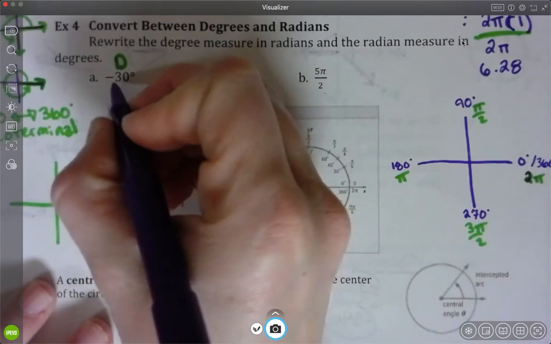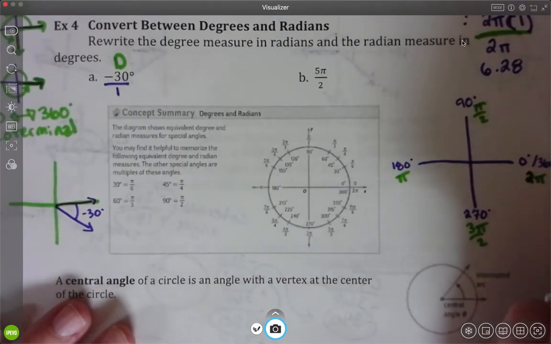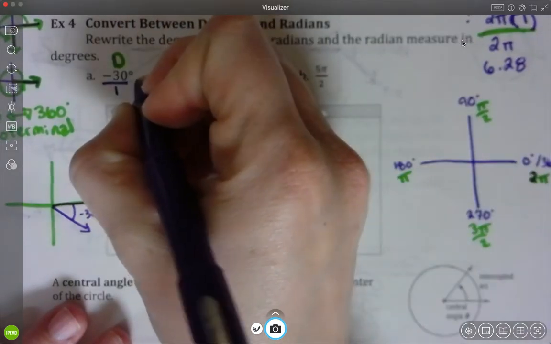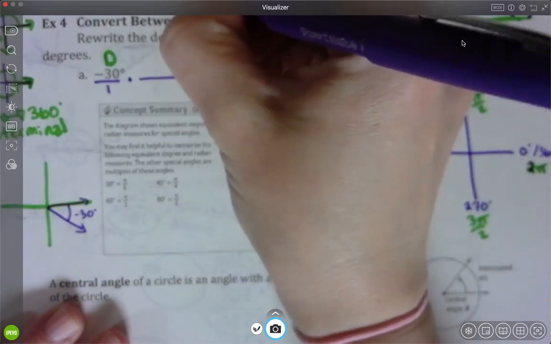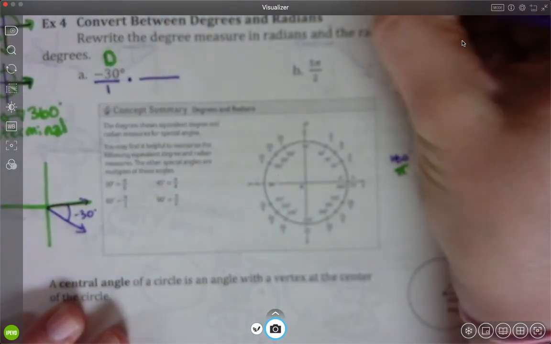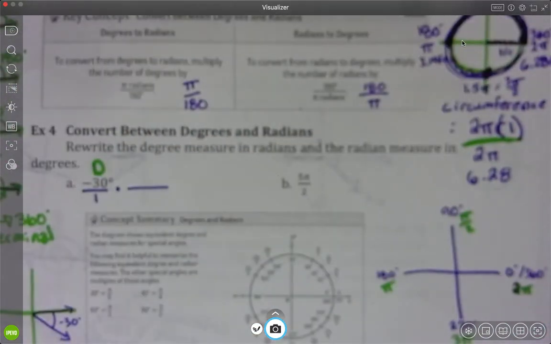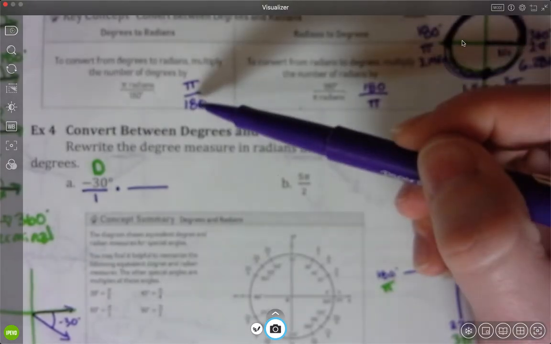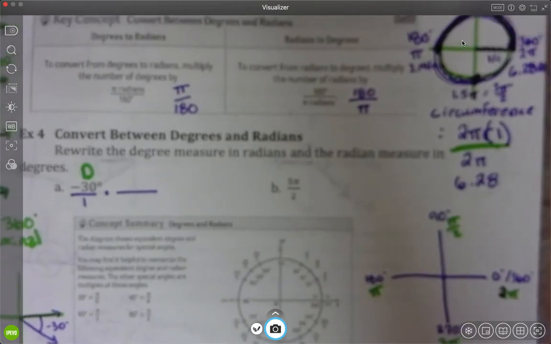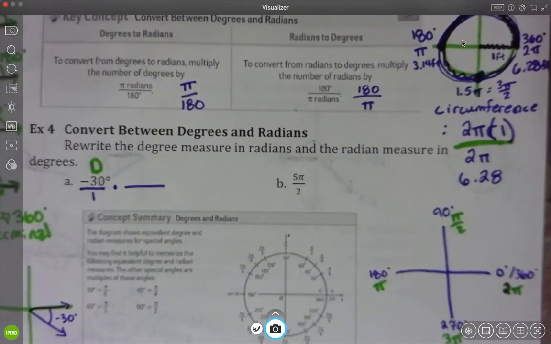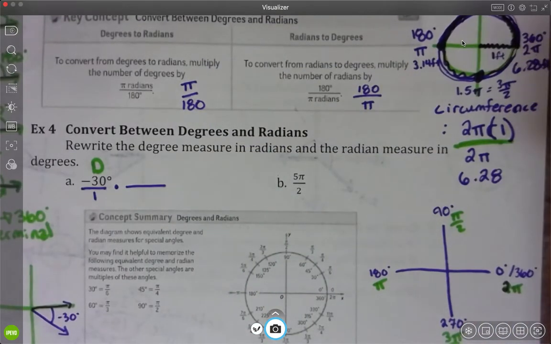Okay, so what we're going to do first is we always take the degree and we put it over 1. Okay, and then I'm going to either multiply by pi over 180, like it says here, or multiply by 180 over pi, because 180 degrees is equivalent to pi. So I either use pi over 180 to convert, or 180 over pi to convert. Okay, I'll let you get that written down for just a second.